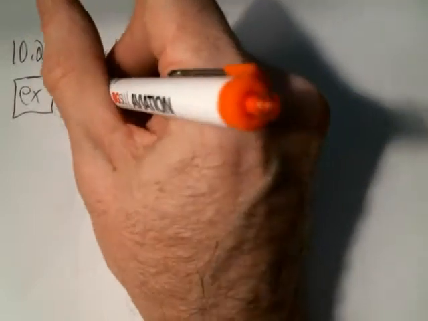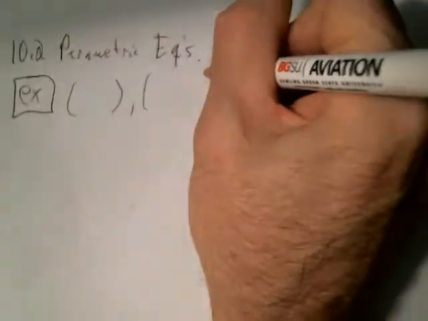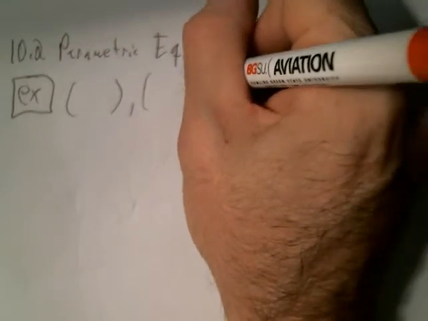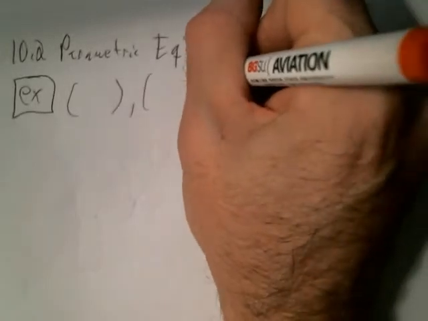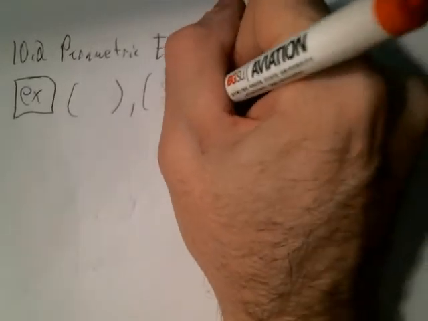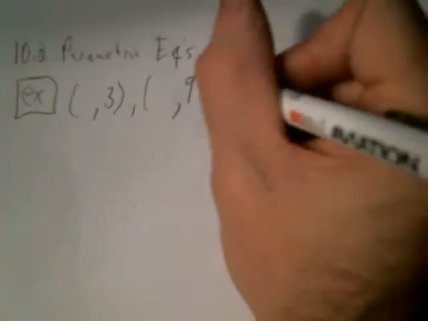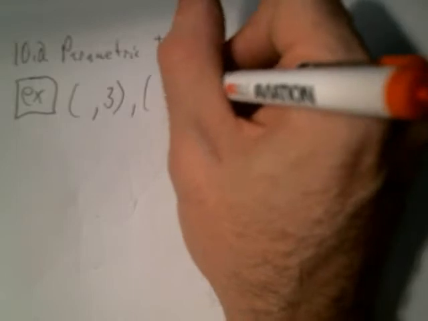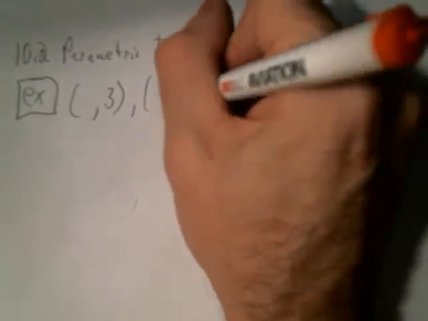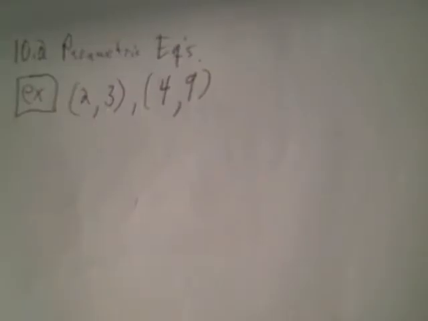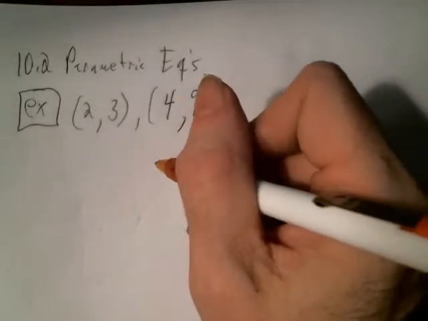So let's say I have 2 points. Let's make the y-coordinate over here, I don't know, 9, and then we'll make this guy 3, and then let's make this guy 4, and make this guy 2. Right, so I can get the equation of a line from this, right?